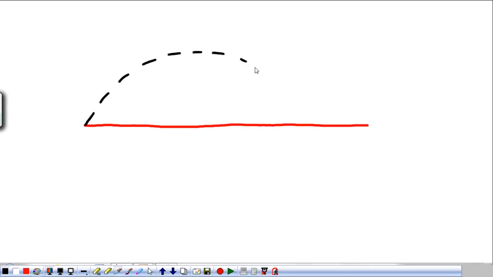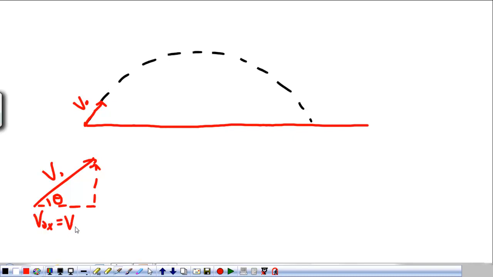This is our nice parabolic shape for our object. And let's just say that our initial velocity, we'll call it V0, shot at an angle of theta. The initial velocity in the x direction is V0 cosine theta, and in the y direction, it's going to be V0 sine of theta. That's the x and the y components of that velocity.